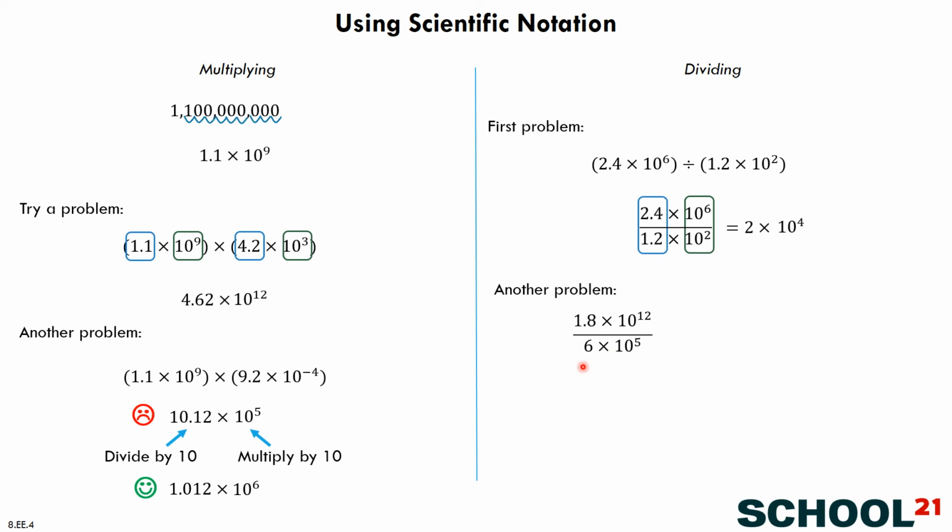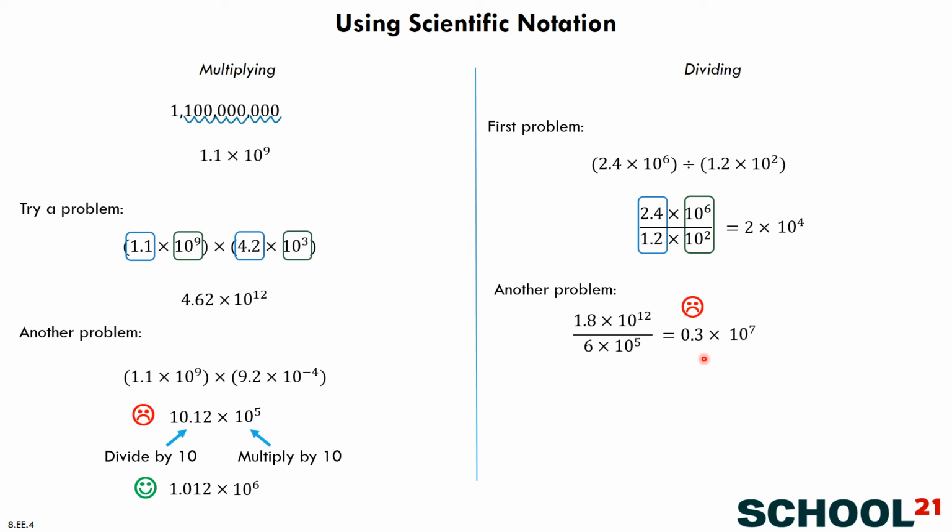We have 1.8 times 10 to the 12th divided by, or over, 6 times 10 to the 5th. So we're going to do it in parts again. What's 1.8 divided by 6? It's kind of like 18 divided by 6, but... 0.3? Yeah, instead of 3, which would be 18 divided by 6, it's 0.3 because it's 1.8 divided by 6. So it's going to be 0.3 times, and then remember we're dividing here, so we're going to subtract exponents. What should the power of 10 be? 10 to the 7th, which is 12 minus 5, right? So this is 0.3 times 10 to the 7th.